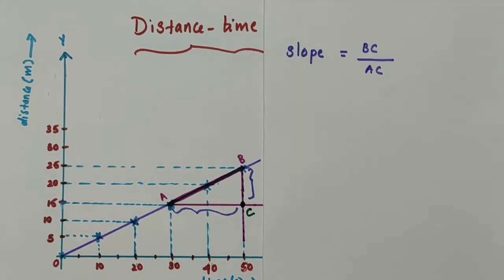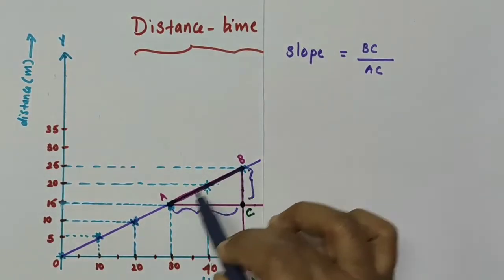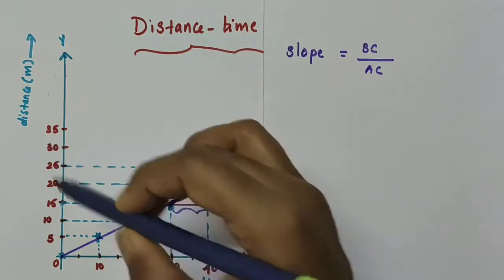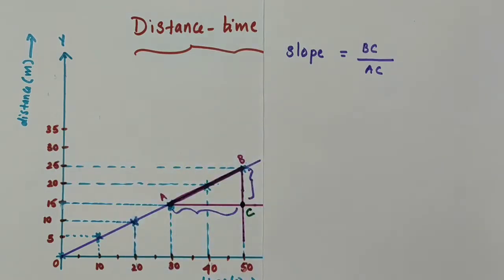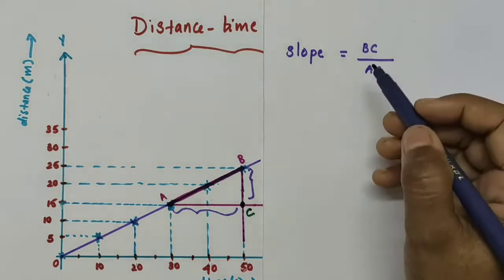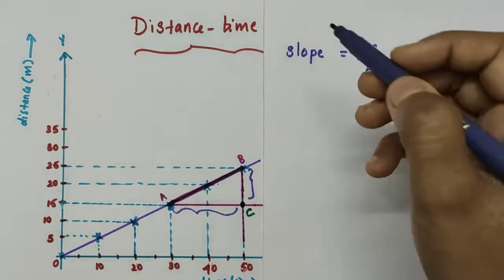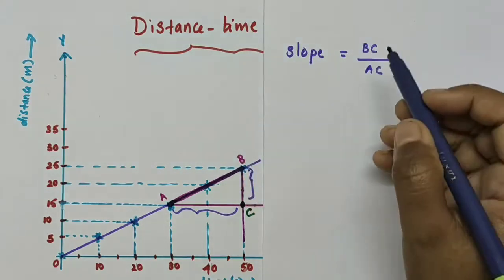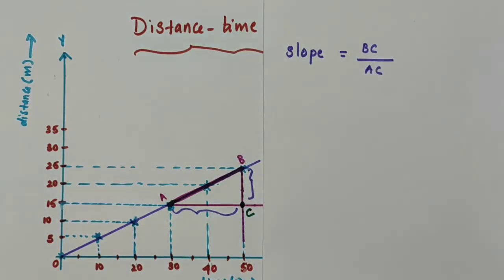Alright, so if we can find out the slope of this line AB, we will get the speed of this object from the distance time graph. Okay, now how can we find out BC and AC? Then only we will get the slope, then only we will get the speed, no? How can we find out the value of BC?